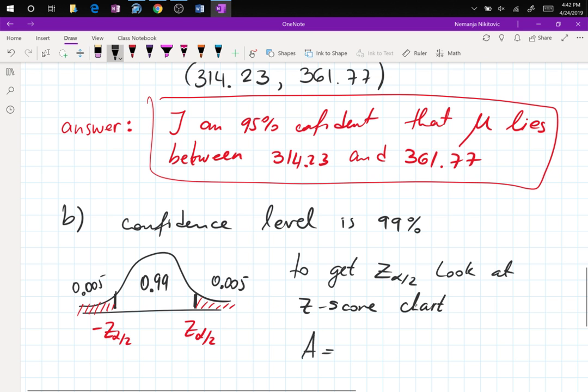We have area 0.005, and that's going to give you your z alpha over 2. Now this one is going to be the negative one, and then for the other one you just take away the negative. So when we drop here, we're looking for 0.05. Do we have 0.05? There's a 0.048. What happens if it's a 0.051 versus 0.049?